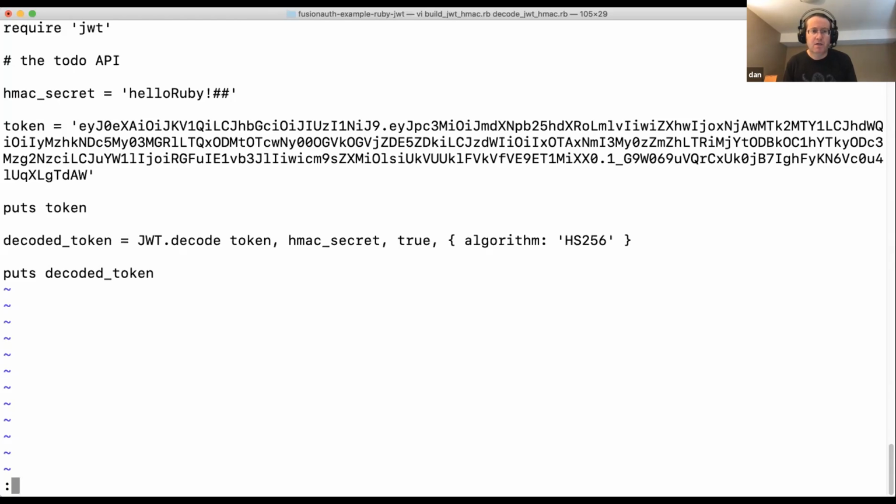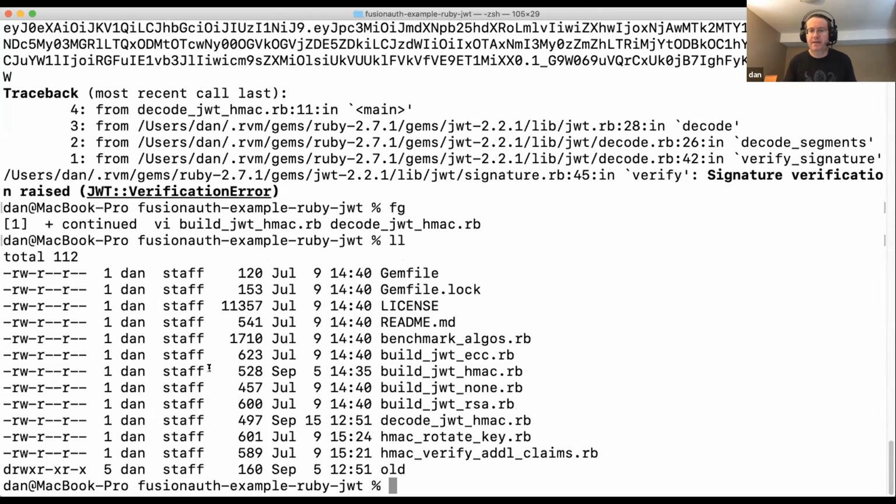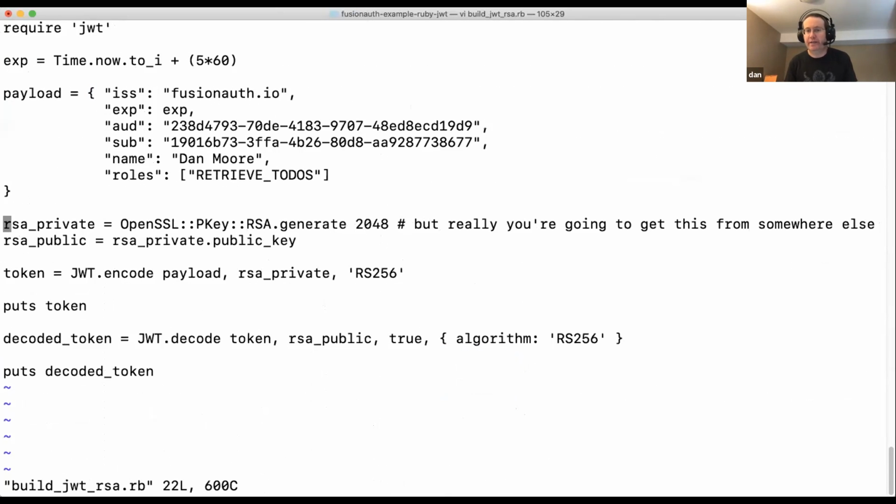In here, you can see that I also have different algorithms. Actually, let's look at that real quick. Build JWT RSA. In here, I'm generating a private key, but really you're not going to do this every time you're decoding it. You're going to pull the public key from that well-known endpoint.